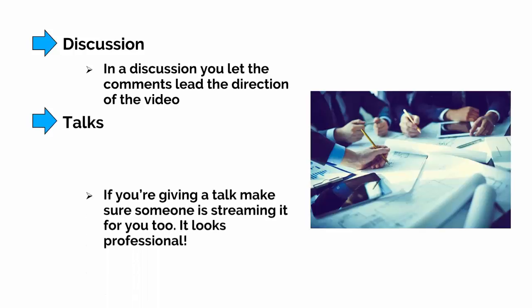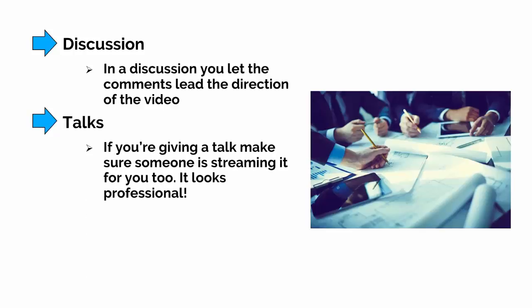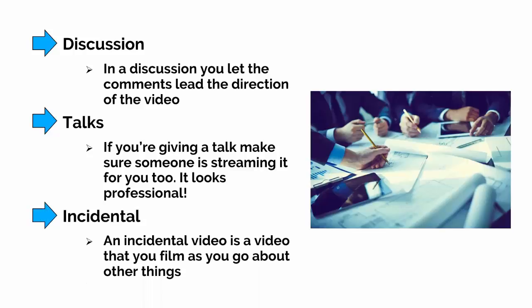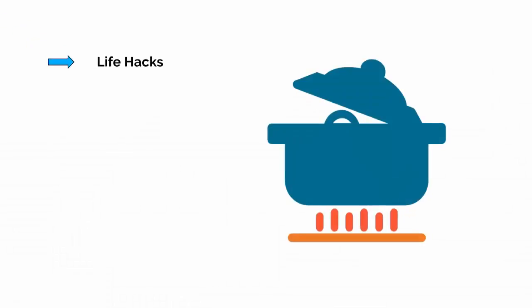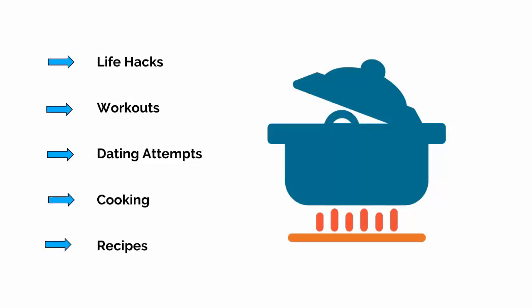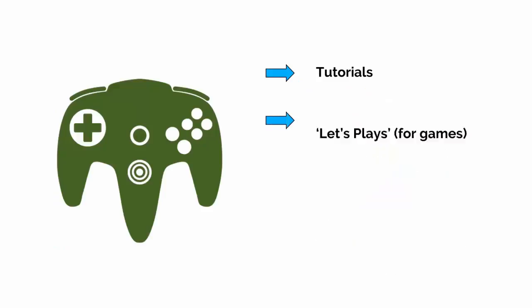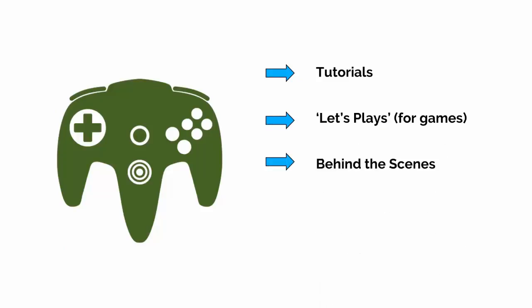Also talks. Now, if you're giving a talk, make sure someone is streaming it for you. It looks professional. There's incidental, and an incidental video is a video that you film as you go about doing other things. There's also life hacks, workouts, dating attempts, cooking, recipes, tutorials, let's plays for games, behind the scenes, a day in the life, the list just goes on and on and on. And there are way more things that you can do, but hopefully this has given you some good inspiration to start with.